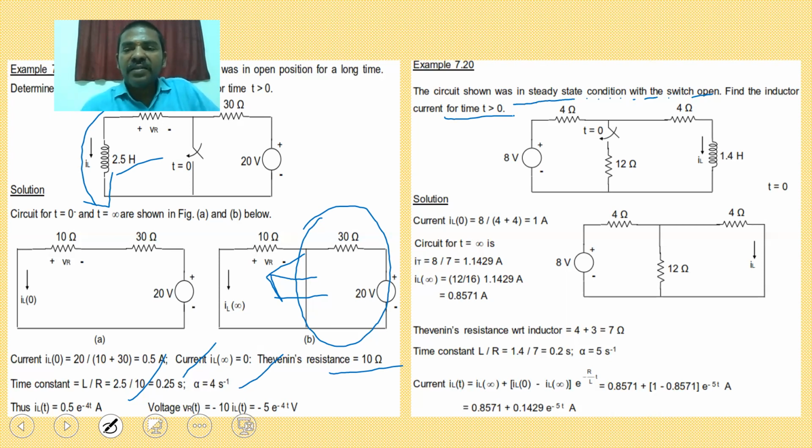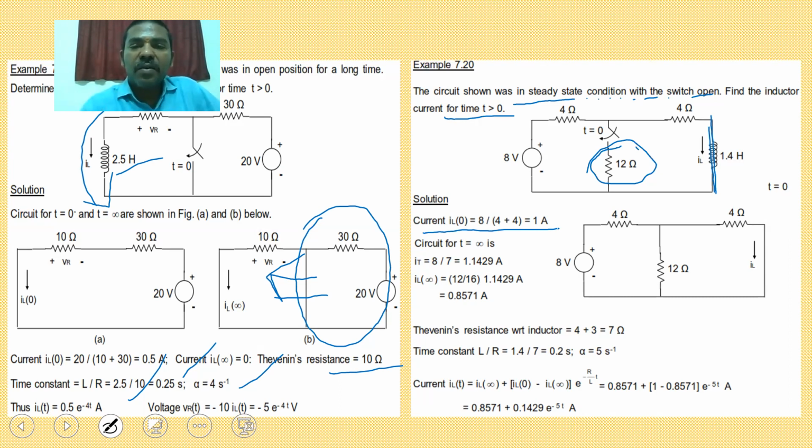So that means the inductor will be short circuited. So no current flows through the 12 ohm resistor. So the initial current at that point is IL of 0 is equal to 8 volts divided by 4 ohms plus 4 ohms, because these two are connected in series. So finally how much you can get? 1 ampere. So the value of current is 1 ampere.